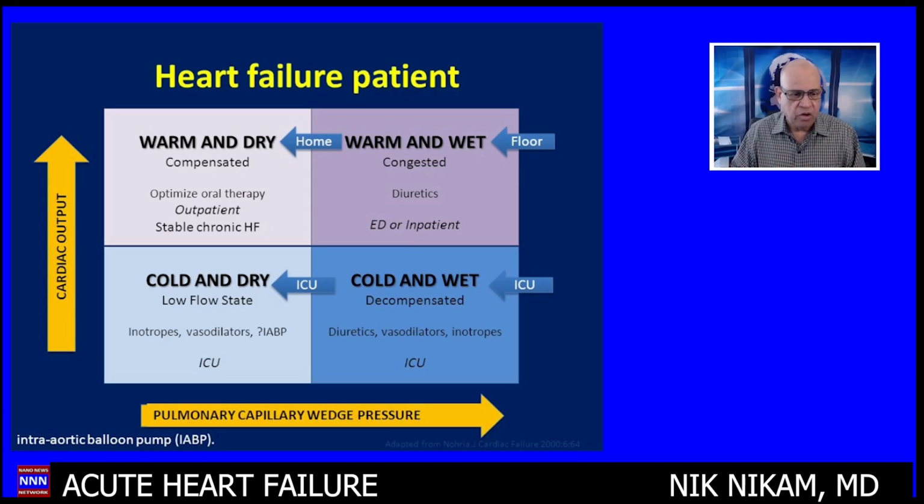Now let's talk about warm and wet. The person has adequate circulation, borderline or normal blood pressure, heart rate okay, but this person is volume overloaded. It can be, as I said, biventricular volume overload, or it could be just left-sided heart failure in patients with diastolic dysfunction.